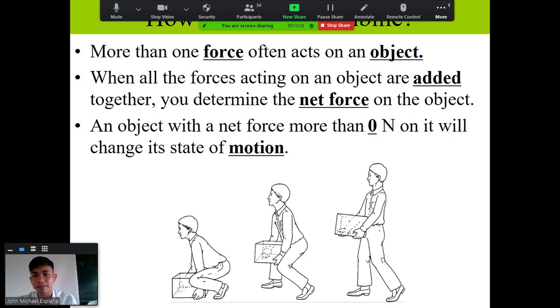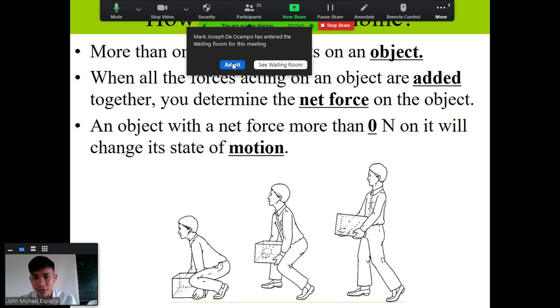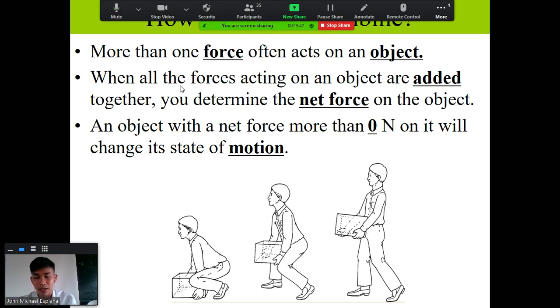Okay? So, next. More than one force acts on an object. As I said, more than one force. When all forces acting on an object are added, pag pinagsama-sama, you determine the net force. So ito na yung sinasabi kong net force. Net force on the object. Net force is also called resultant force. So dalawang term yan ha. Net force or resultant force.